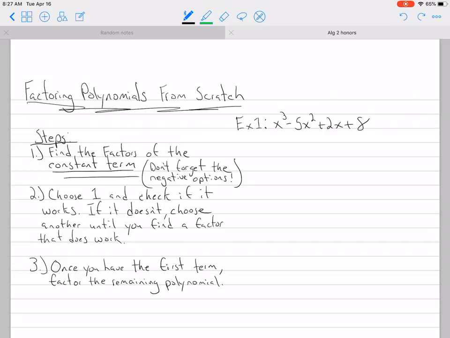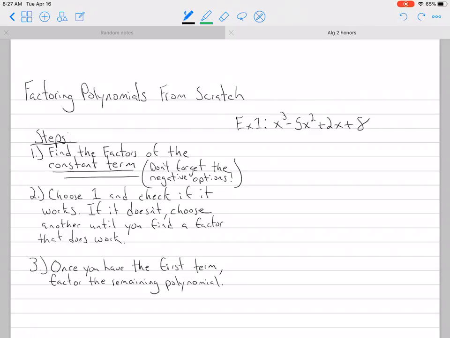Second, you are going to choose one of those factors and check to see if it works. You're going to do that by kind of dividing it out, with this being your product right here, and you're going to make up a factor, but it's going to be one of those factors, in this case of 8. And if that factor doesn't work, you're going to try another one until you find one that does work.